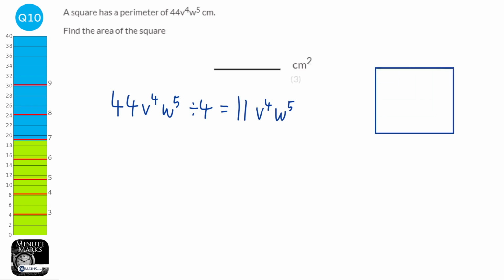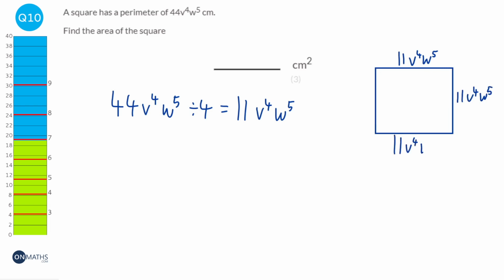Some people will try and do something with the v to the power 4 w to the power 5, but if you think about it, if I just draw out my square, if it's 11v to the power 4 w to the power 5 all the way around, when you add, you don't add the v to the power 4 w to the power 5. It's just going to be 11 lots, another 11 lot, another lot of 11, and another lot of 11. So it's 44 v to the power 4 w to the power 5 in total. And to work out what the area is, we obviously are going to square that. So we're going to do 11 v to the power 4 w to the power 5, and we're going to just times it by itself, which is what squaring means.